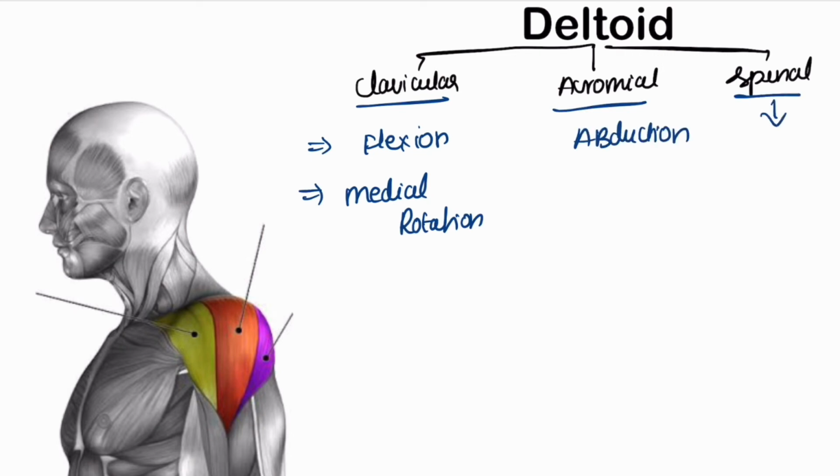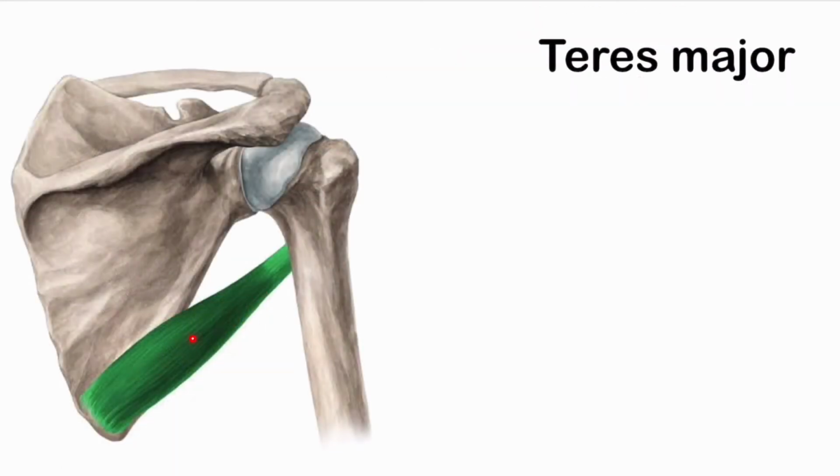The spinal part helps in extension, and also the lateral rotation. And that's all about the functions of deltoid muscle. Now let us look at the teres major muscle. This is the teres major muscle here. Now let us see the origin and insertion.